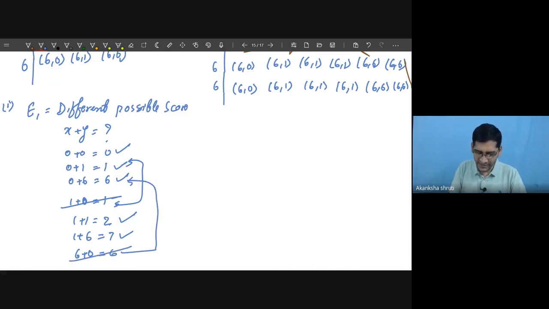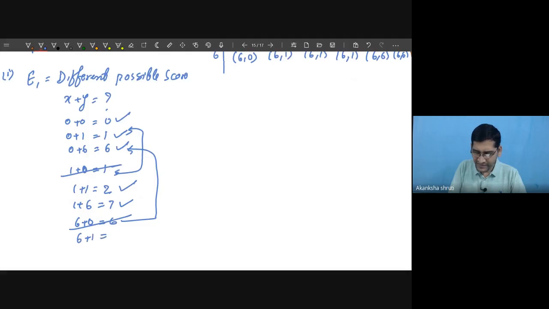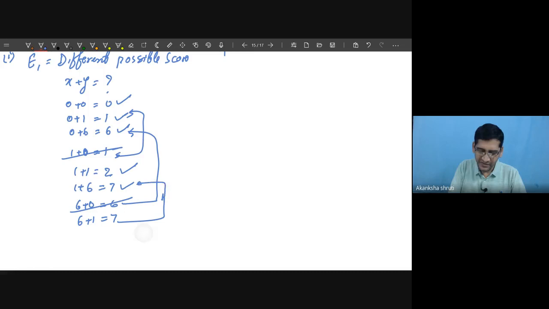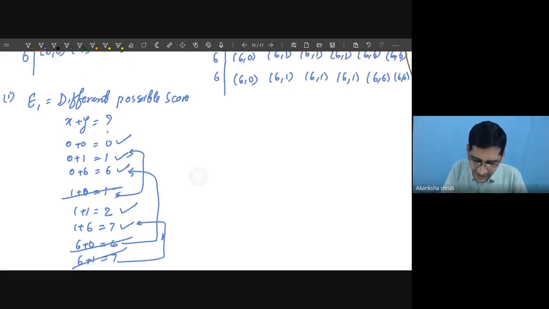6 plus 1, 7. No, it is the same as this 7. So this shall not be taken. So what is the event here? Student, the event is this sum. It can be 0, this 0.